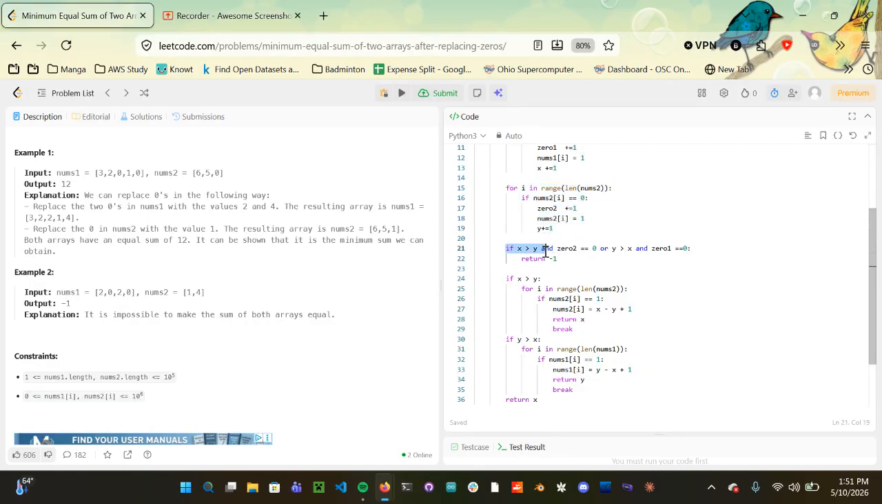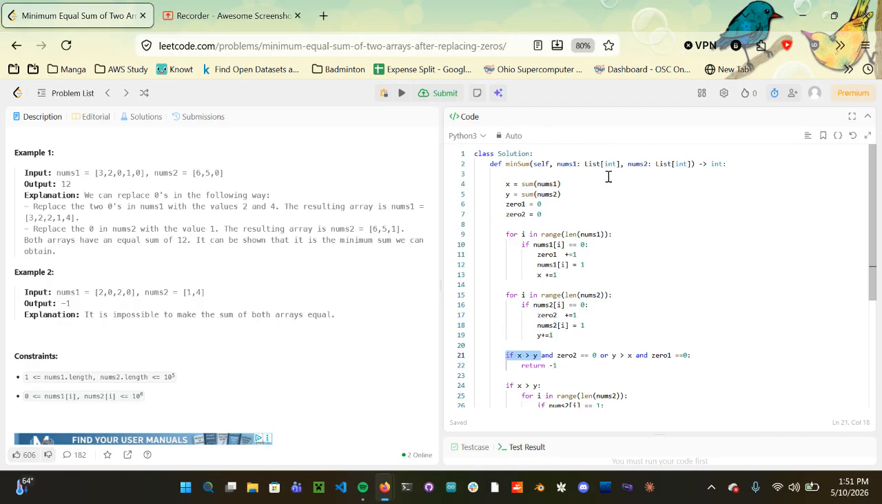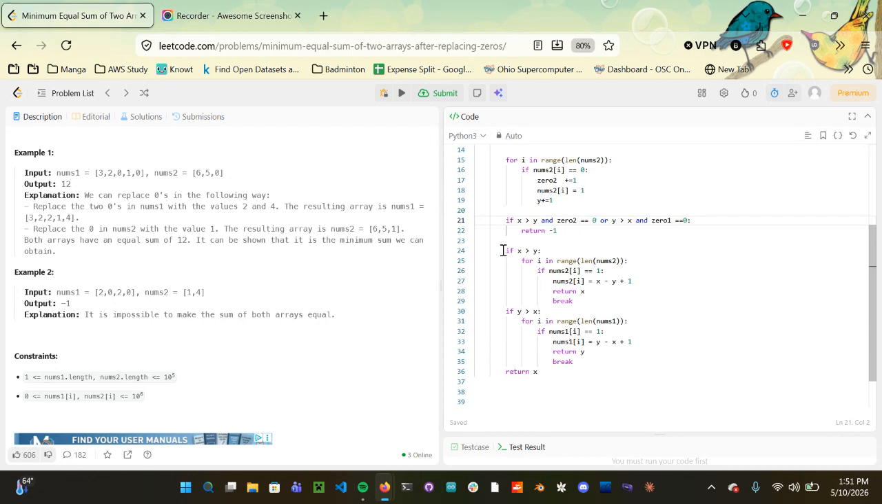Now, if x is greater than y, so this is if the sum of nums1 is greater than the sum of nums2, and the number of zeros in nums2 is 0, or if y is greater than x and the number of zeros in nums1 equals 0, then we return -1 because there's no possible solution at that point. And then these are the two alternate cases.